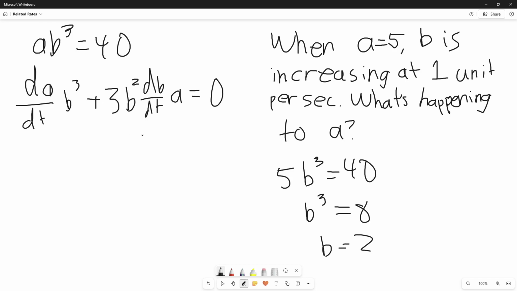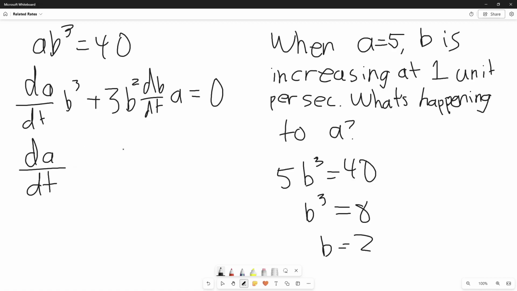So we found b, and we have db over dt because b is increasing at 1 unit per second, and we have a. So now we can rewrite everything in terms of dA over dt, and this dA over dt is going to be our final answer, what's happening to a. Whatever we get for this, let's say our answer is 1, that means a is increasing at 1 unit per second at that moment.